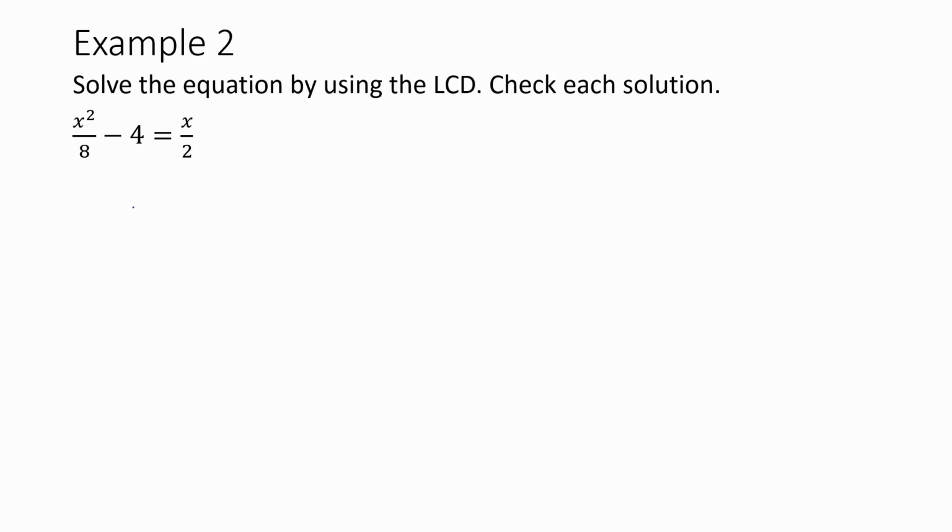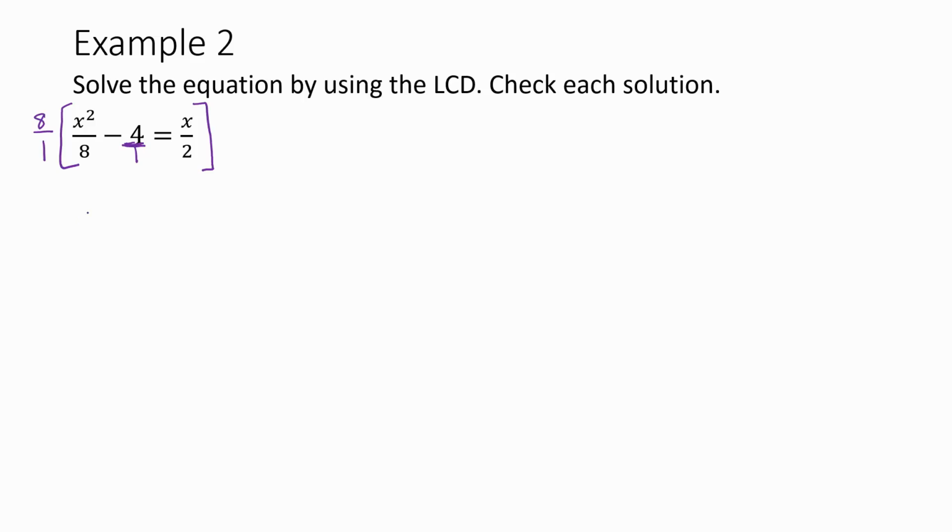On example 2 here, we still have 3 different things. Even though one of them is not a fraction, we're going to write it over 1 so that it will be. And so we cannot cross multiply here. We have to use the least common denominator. In this case, our least common denominator would be 8, because I can turn 8, 1, and 2, all of them, into 8.